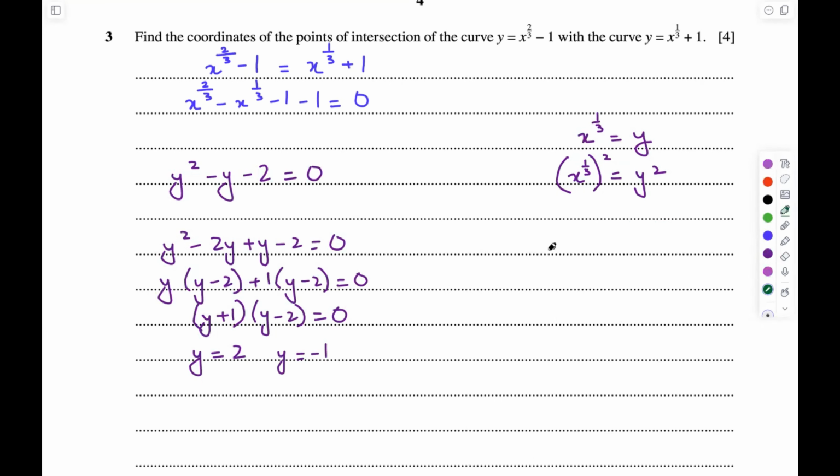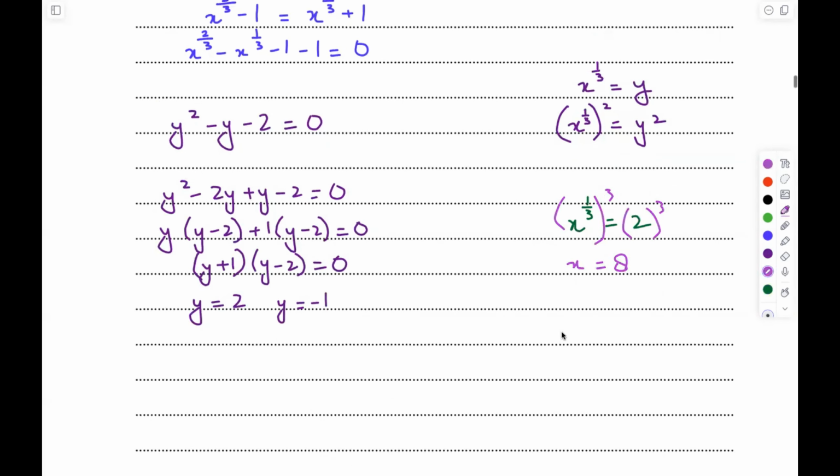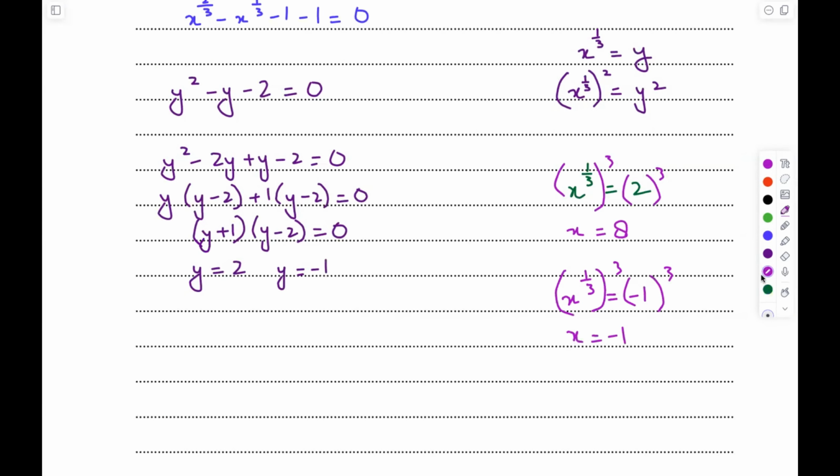So in the first case, the value of y is 2, so we can write it as x to the power 1 upon 3 is equal to 2. Now to find x, we can cube both the sides. So x will be equal to 8, and for the other value, x to the power 1 upon 3 will be equal to minus 1. So taking the cube on both the sides, x will be equal to minus 1. So the two values of x are minus 1 and 8.